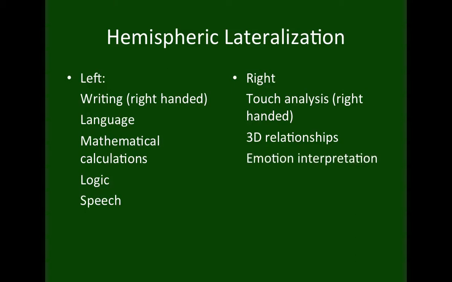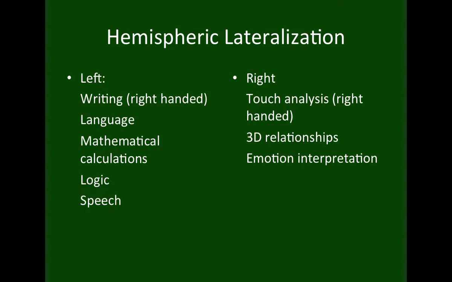The last one is emotion interpretation. So certain people who have certain disorders, certain forms of autism, for instance, cannot actually read people's emotions. That center in their brain is just not developed. So they have a very, very hard time with that.